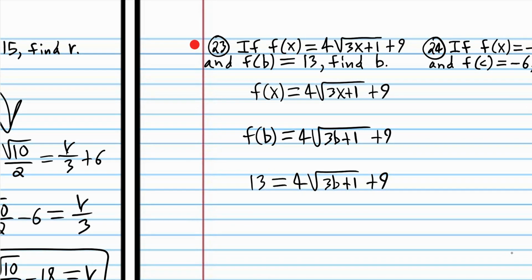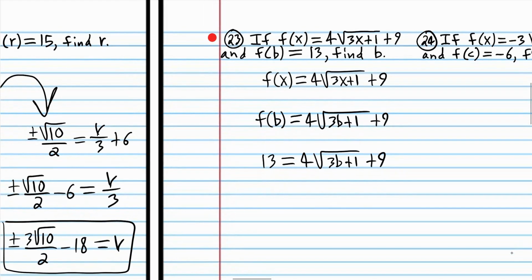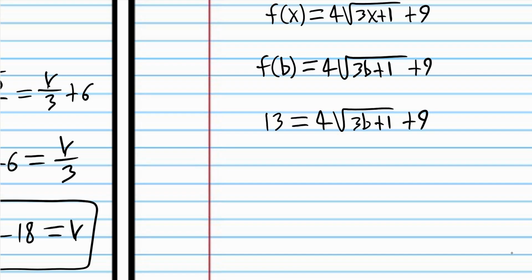So now we just have to solve this equation, but how do we do that? Well, we isolate the square root just like we isolated the square in the previous problems. So I'm going to subtract 9 from both sides.